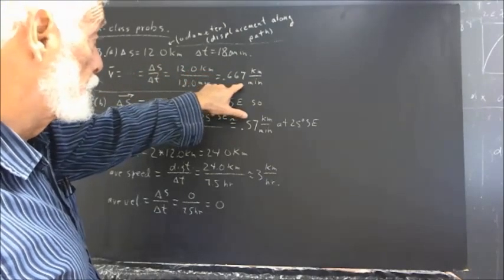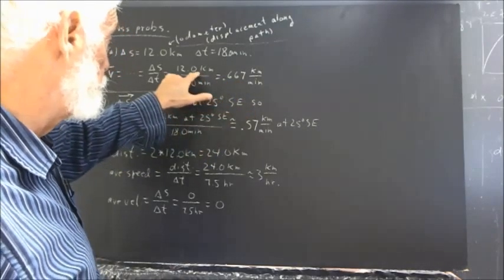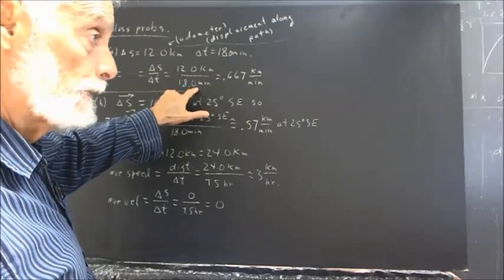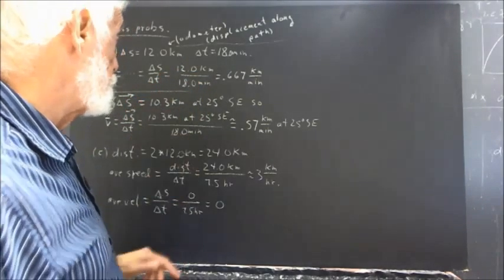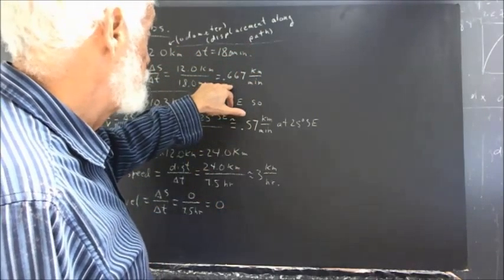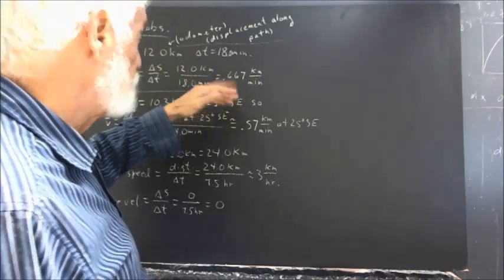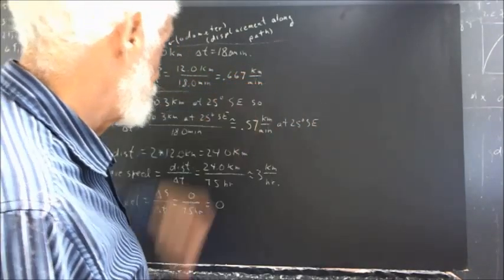We get 0.667 for the number, and that's three significant figures, which is consistent with the three significant figures we have for both of our pieces of information, and it's kilometers over minutes, kilometers per minute. So average speed in this case, actually, the average velocity in the direction of our path, is 0.667 kilometers per minute.